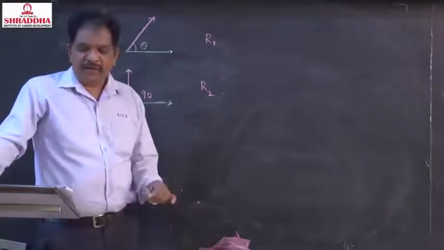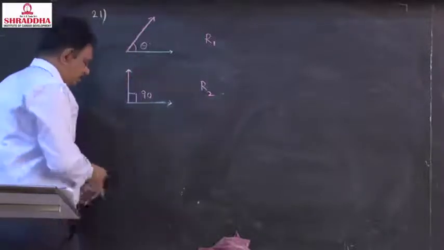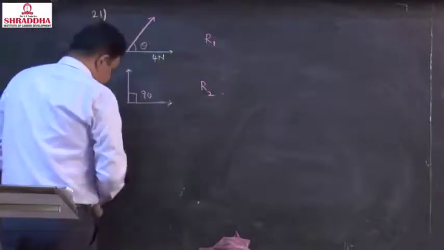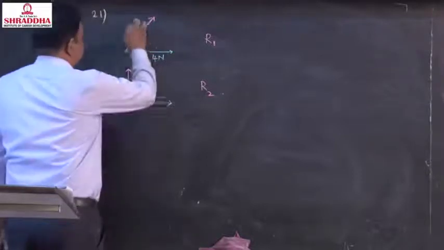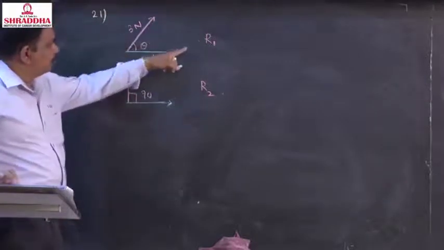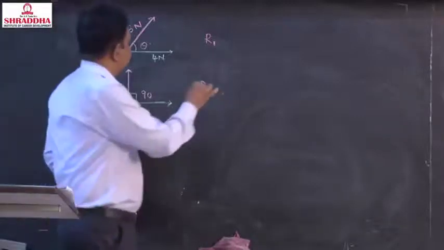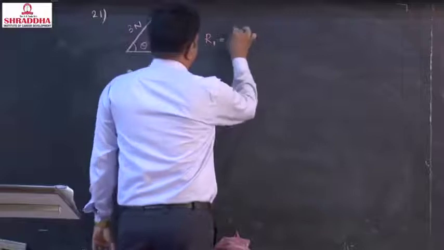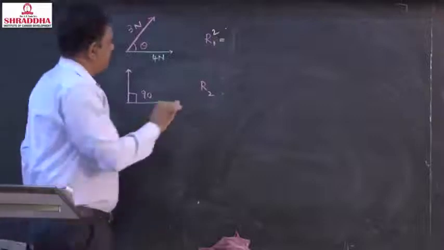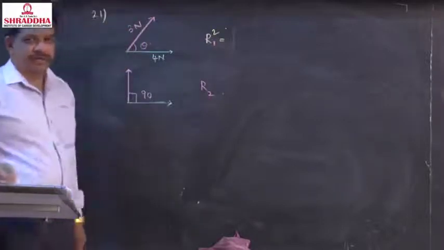Once again listen what we are discussing. Four magnitudes are also given. This is 4 Newton. This is 3 Newton. When some angle is there between them, that value, then this value will be this R1 square. What will the R1 square value be? Tell me. Parallelogram law of vectors only.